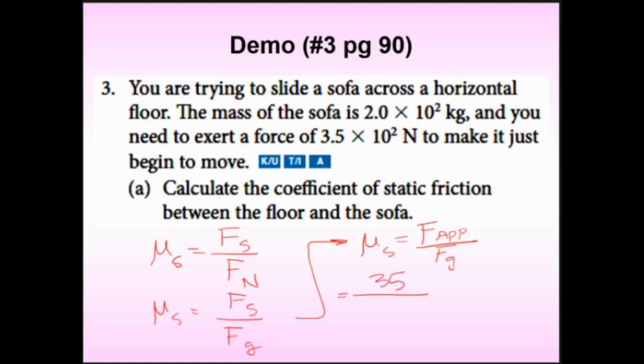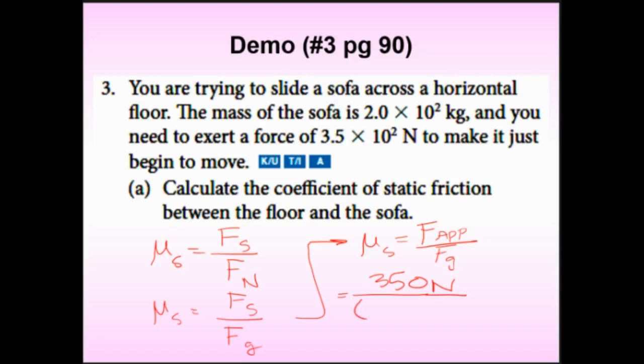So 350. By the way, don't bother with newtons, unless you know you're going to forget. What's the unit for Mus? No units, exactly. You want to prove it to yourself? Let's actually prove it right now. This is technically newtons. And what's Fg? Well, Fg is a multiplication of what and what? Mass times acceleration, which is like F net, which is also a newton.